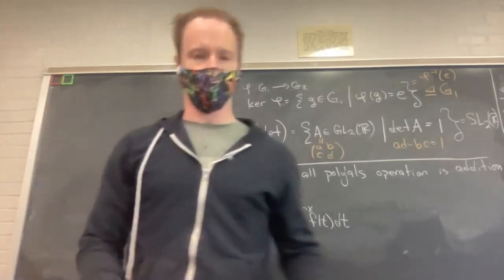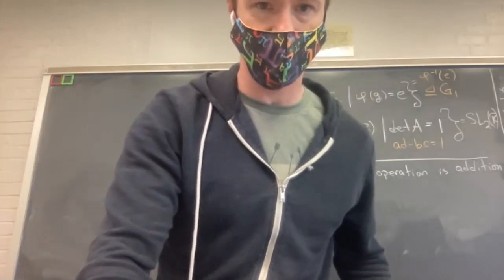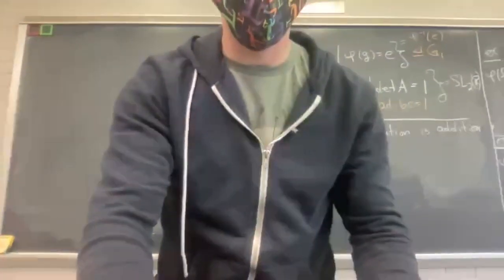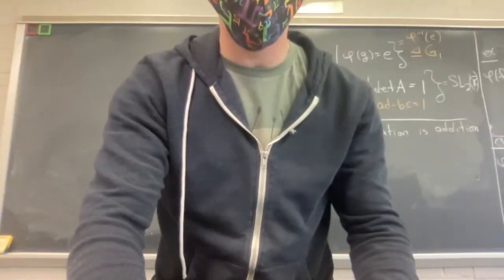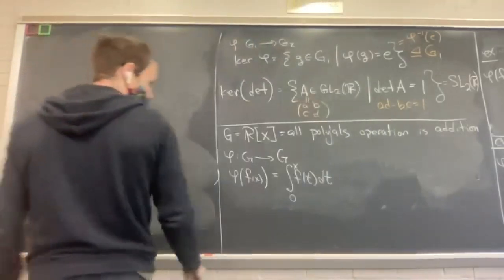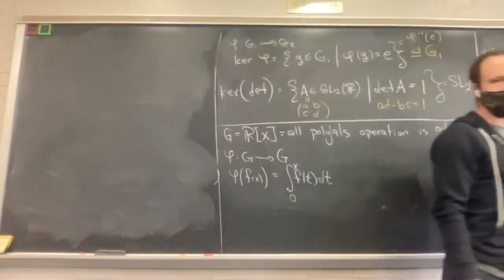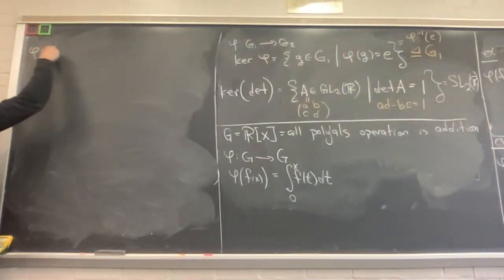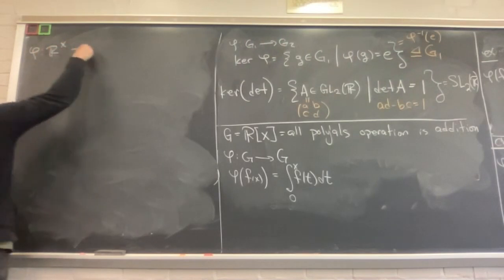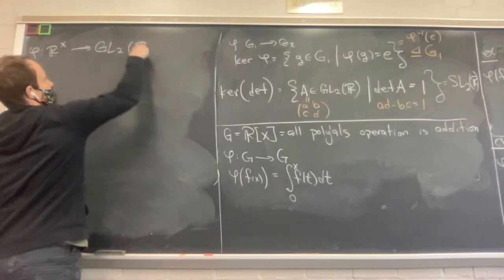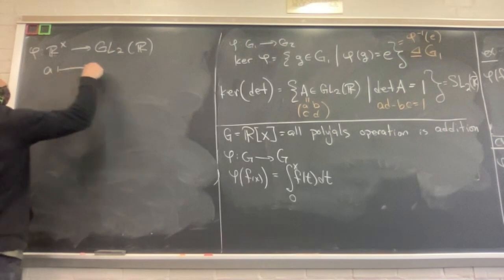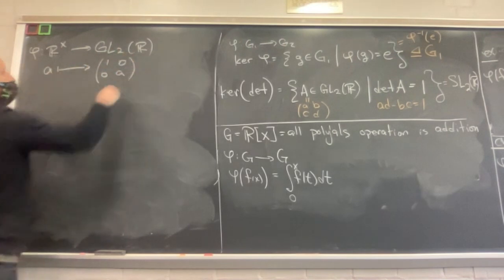All right, let's talk about this first one and then we'll talk about the second one at the same time. So let's make sure my framing is good. Okay, so this first one is a map from multiplicative real numbers into GL2. So we've got this map phi. Like I said, it goes from multiplicative R numbers to GL2R, so those are invertible 2x2 matrices. And it takes A and sends it to 1, 0, 0, A.